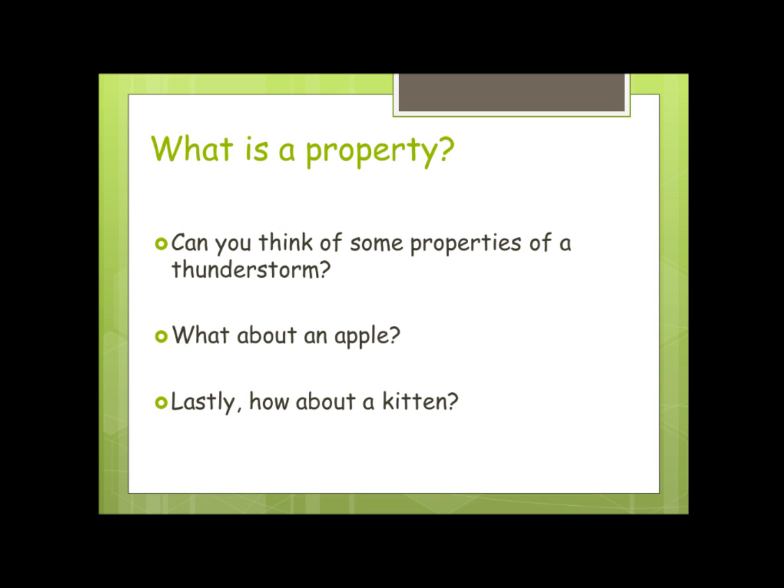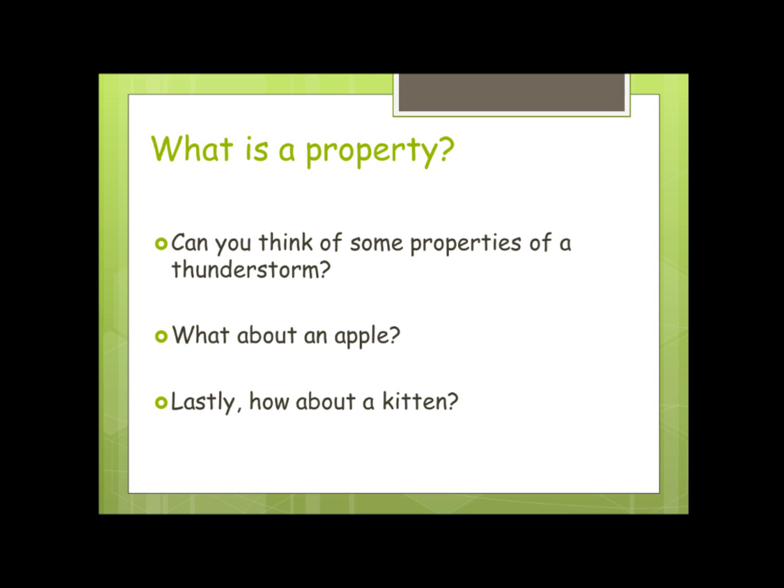So a thunderstorm, some things that come to my mind is that it's loud. It is often rainy and windy. Sometimes thunderstorms happen when it's cold outside. Sometimes they happen when it's hot outside. So all of those would be properties of a thunderstorm, all right, because it's characteristics.